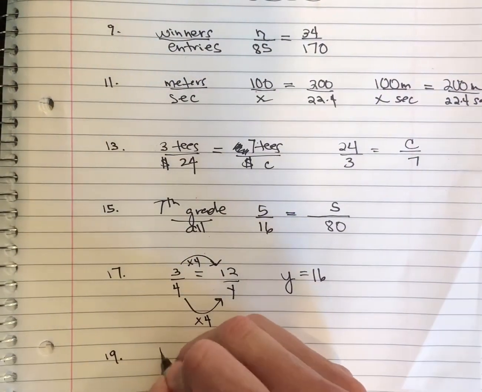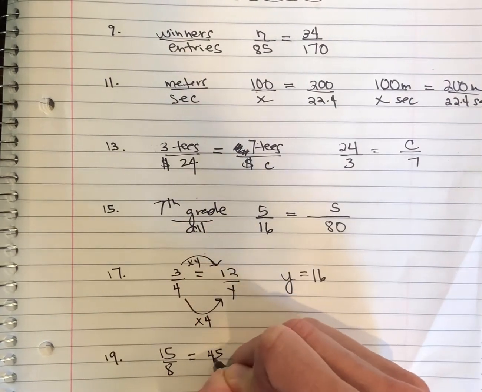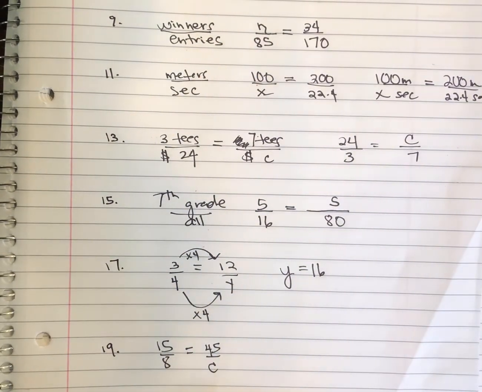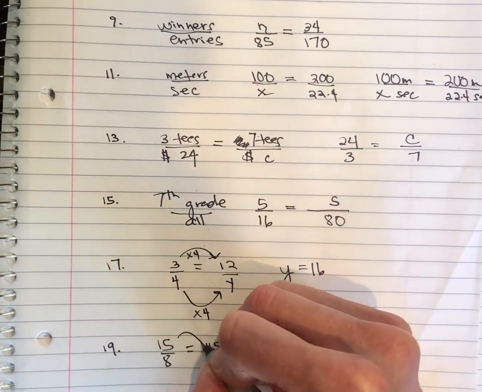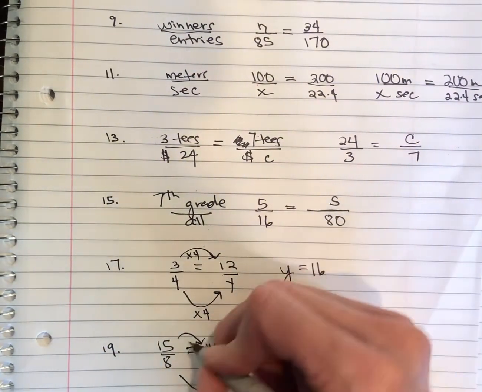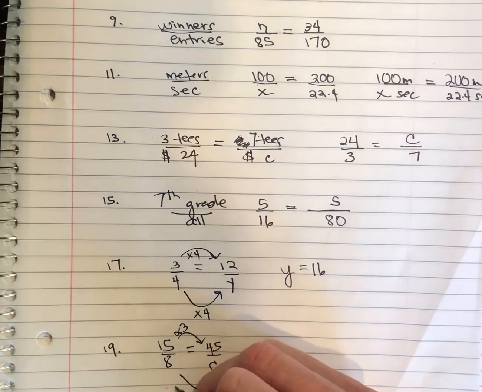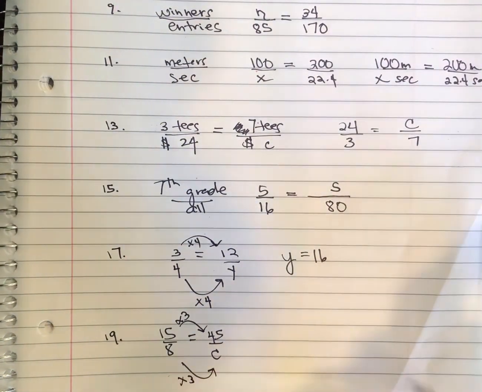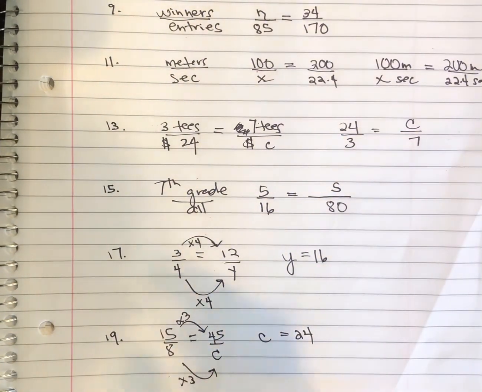All right, number 19. Same idea, 15 is to 8 as 45 is to C. Okay, they gave another nice easy proportion here because the numbers fit nicely into one another. We're trying to get the value for C, so let's use equivalent ratios. 15 times 3 makes 45. Do the same thing to the denominator. 8 times 3 is 24, so the value for C is 24. Okay, that's it.